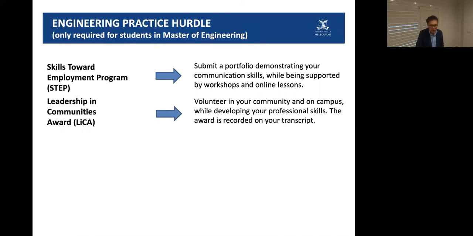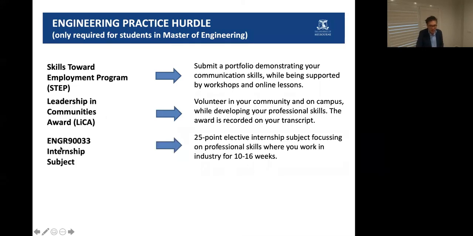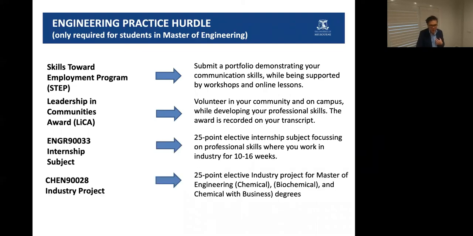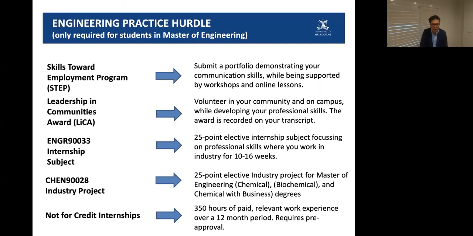You can also do the Leaders in Communities Awards program and volunteer in a community and develop professional skills and leadership skills. Or you can take the internship subject, which is a 25-point internship for 10 to 16 weeks. If you're a chemical engineer, you have access to the industry project subject, which will allow you to achieve those hurdles. Or you can take a not-for-credit internship as well. You only need to do one of the items on the screen. You don't have to do all. Either you do STEP or LICA or internship or industry project, in order to meet the hurdle requirement to get your degree.